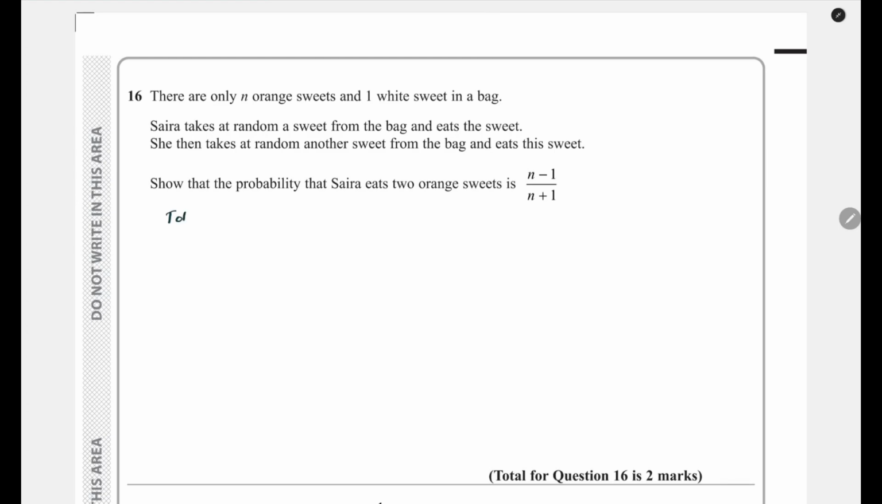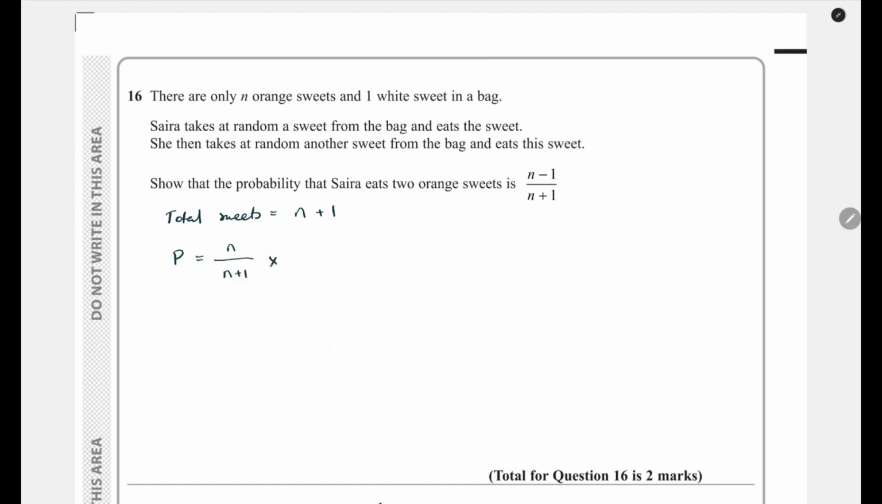Well, the total number of sweets is going to be the n orange sweets plus the 1 white sweet. So let's work out the probability. Well, the probability that she takes an orange sweet at the beginning is just n over the total number of sweets, which is n plus 1.